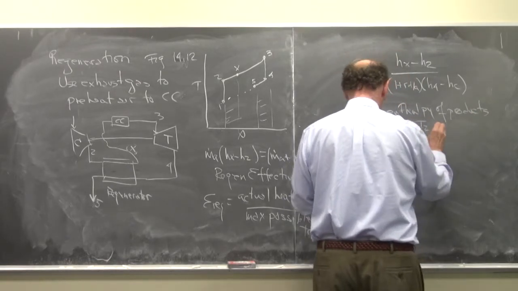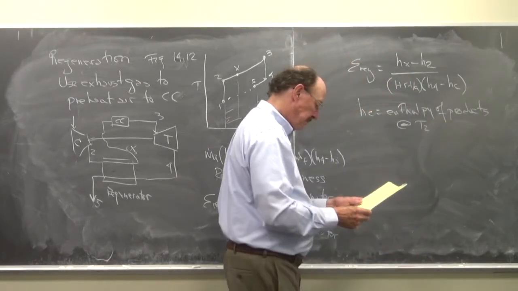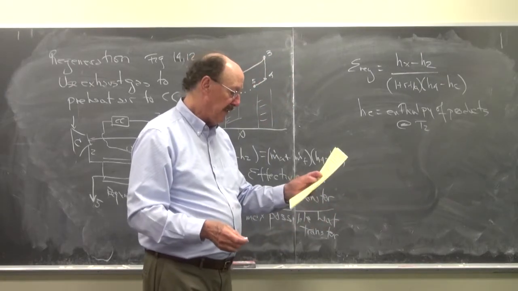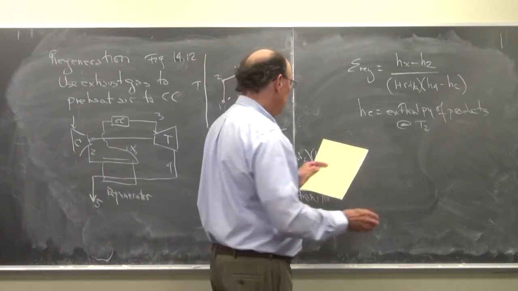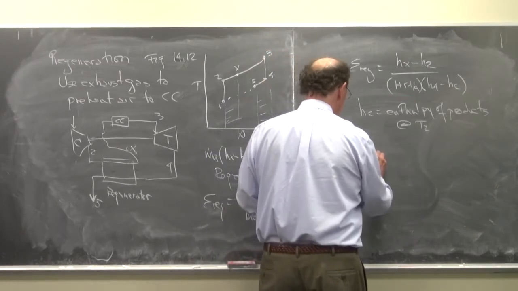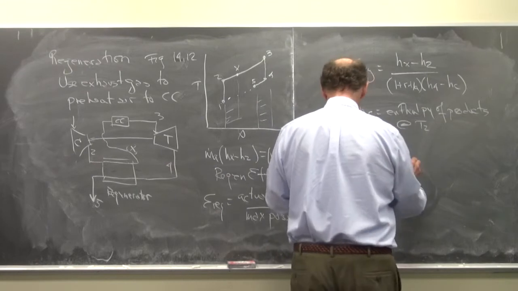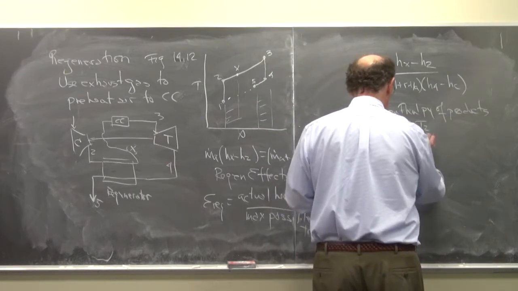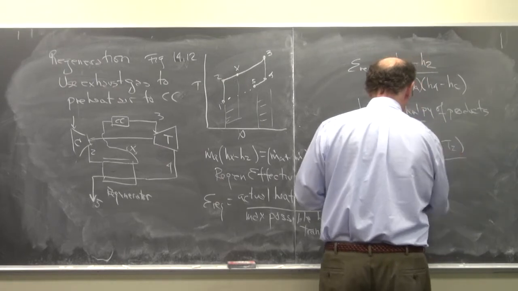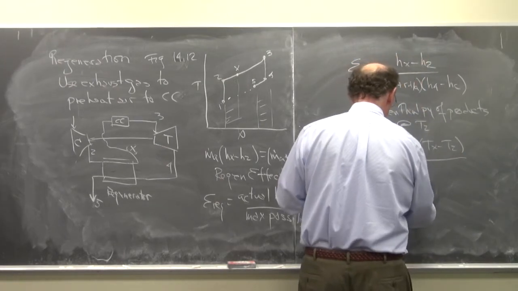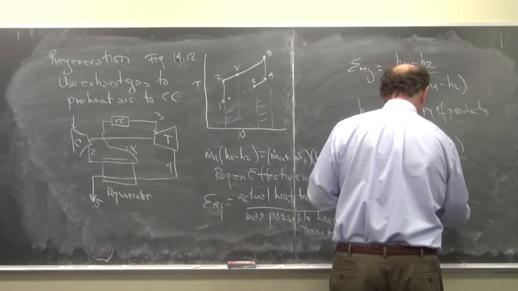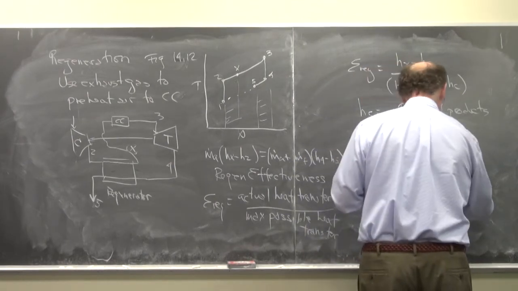And so what we're going to do now is change this to C sub p's. So I have this is C sub pa times Tx minus T2 over 1 plus RFA times C sub pp of the products times T4 minus T2.